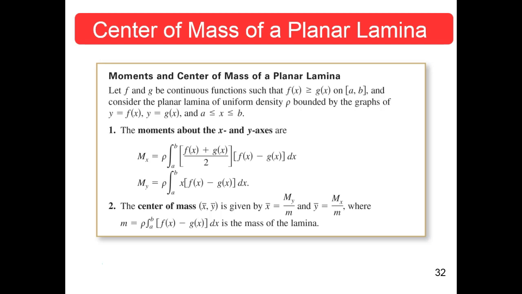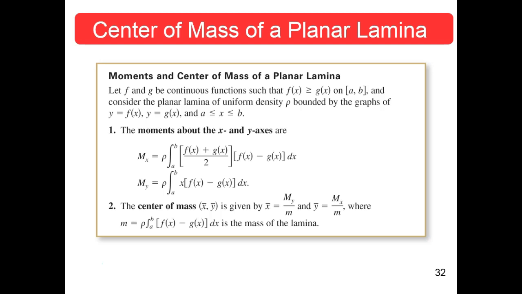M sub y, that's even easier. Your rho, and what is your M sub y? The distance from the y-axis. That's your x. You don't have to do any averaging there. You had to average this to get this one. This is just x here. Then this is your height times your thickness, so this is your area. So this is the easy one. This one's just a little bit more involved.